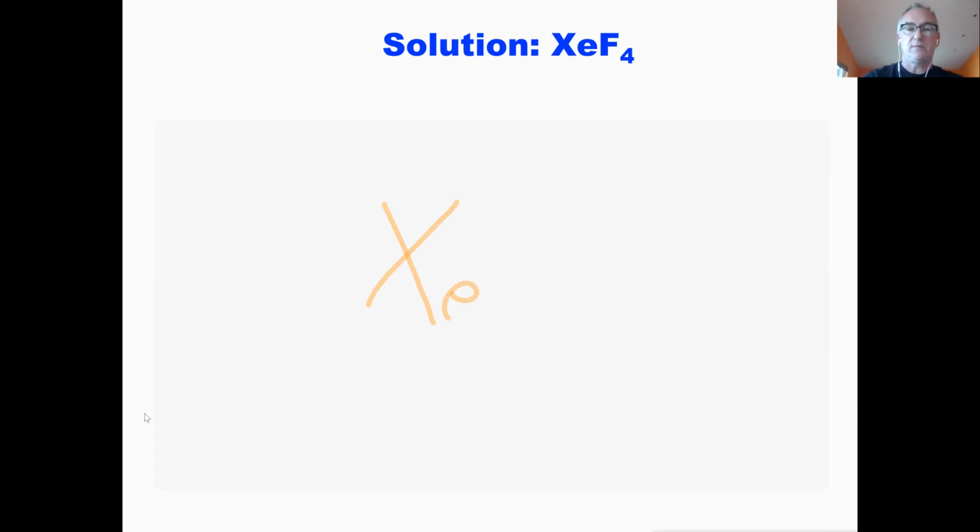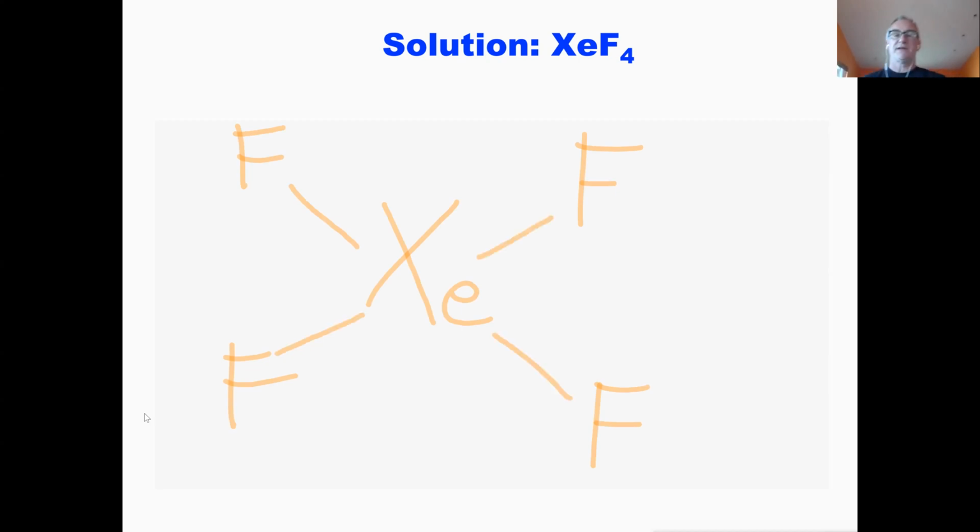So there's our xenon, and we'll surround it with 1, 2, 3, 4 fluorines with 1 bond each. All right, so let's count up how many electrons there are going to be. How many valence electrons does xenon have? Valence electrons in xenon. What group is it in? 8, that's right. It's in the last group. It's the noble gas group. It's group 8. It has 8.